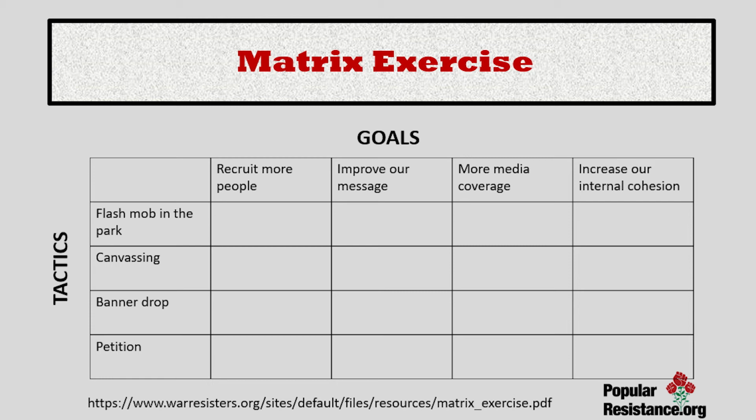For your campaign, what are some of the short-term goals that you chose, and you put those along the top. And then what are some of the tactics that we've thought about doing? And then you go through. Okay, one person came up with the idea of let's do a flash mob in the park.